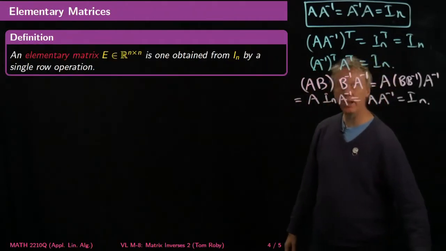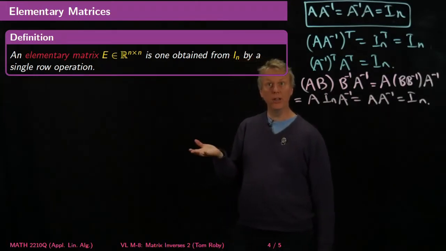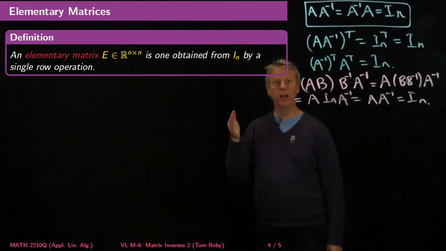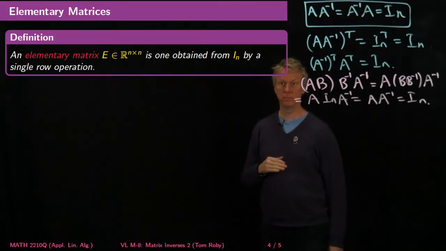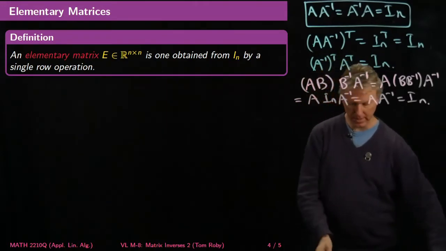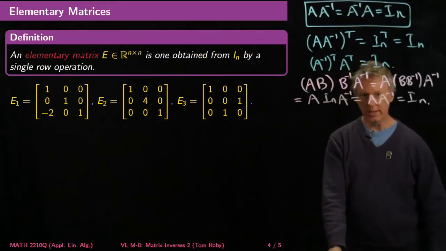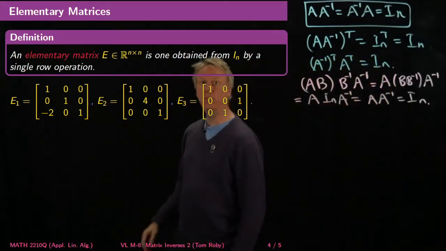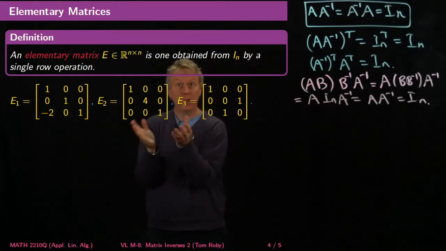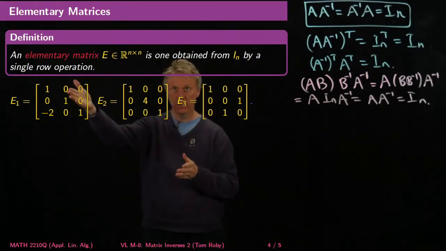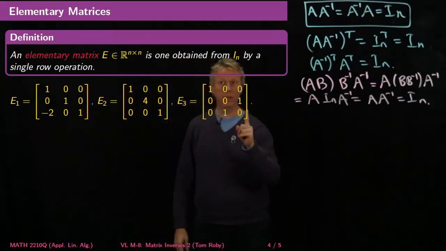So let's see, maybe I have room to not erase here. An elementary matrix, this is a new concept now, is one obtained from the n by n identity matrix by a single row operation. So let's look at some examples here. What would that mean? Take a look at these examples and tell me what elementary row operation did I apply to the 3 by 3 identity matrix to get E1 or E2 or E3. I'm only allowed to do one, right?